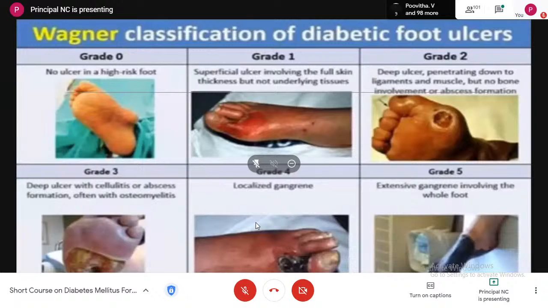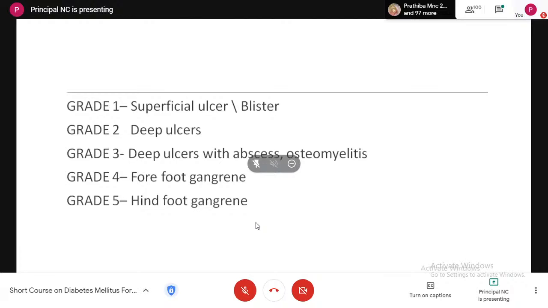Extensive gangrene is there. The blackish discoloration is going proximally up to the ankle. So we will discuss it slowly in the coming slides. Next slide, please. As I already told, this again I put over in the slides: grade 1 is superficial, grade 2 is deep ulcers, grade 3 is deep ulcer with osteomyelitis, which is infection of the bone.